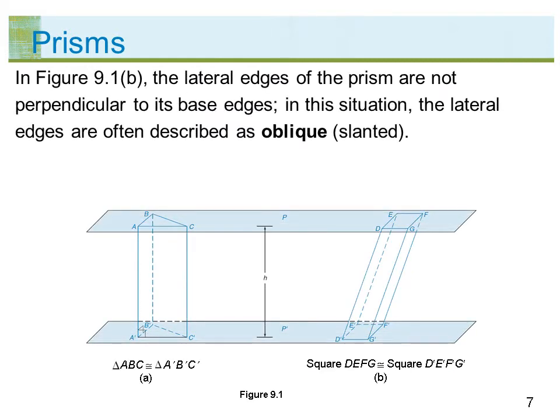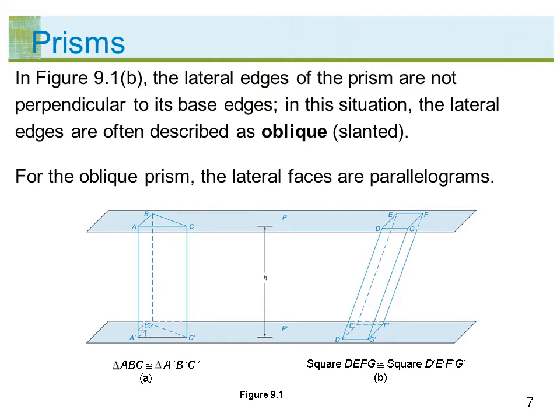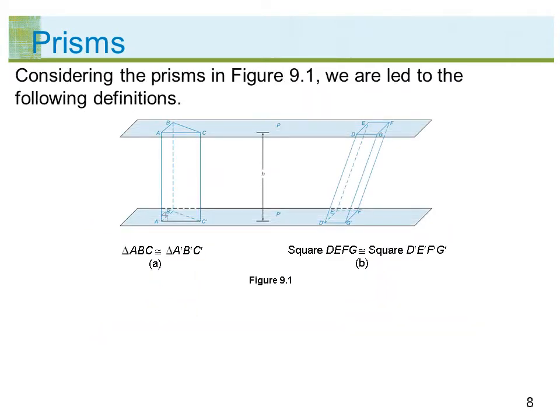In figure 9.1b, the lateral edges of the prism are not perpendicular to its base edges. In this situation, the lateral edges are often described as oblique, slanted. For the oblique prism, the lateral faces are parallelograms. Considering the prisms in figure 9.1, we are led to the following definitions.